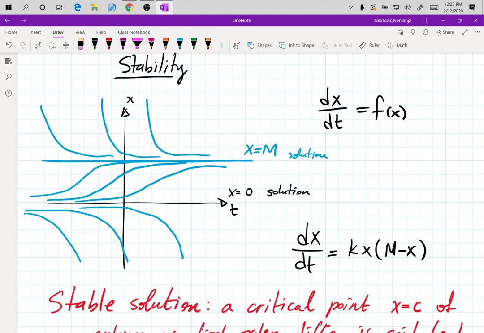So we use the limit, right? We use the limit to just show which way the solution is going to go, right? And if it hits the solution, it's stable.